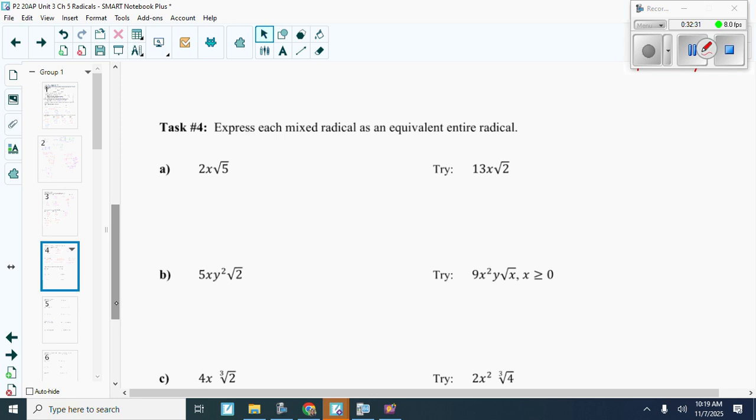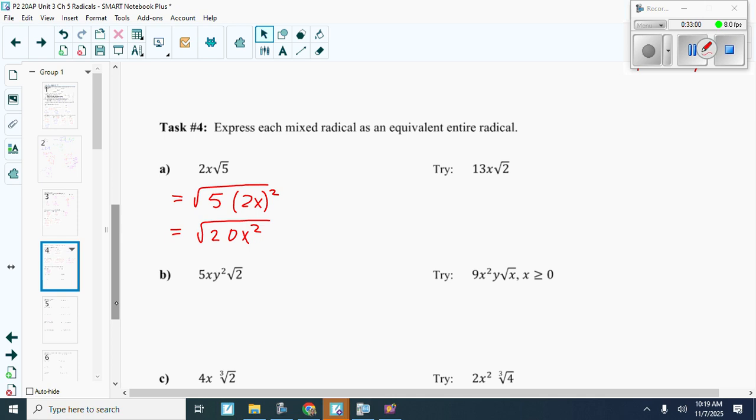Express each mixed radical as an equivalent entire radical. So just remember that when the 2x goes under, we're squaring it and multiplying it by itself twice. So you have to square the coefficient and you have to square the variable. So 2 squared is 4, 4 times 5 is 20, x squared.